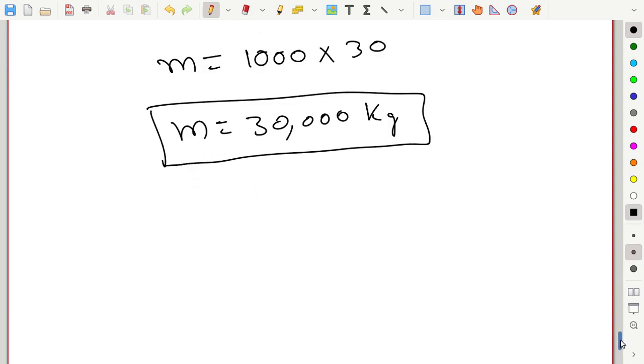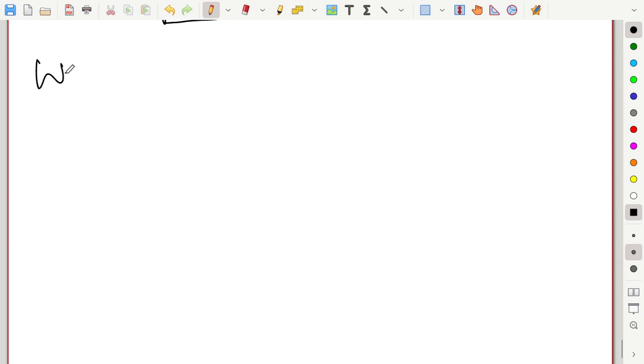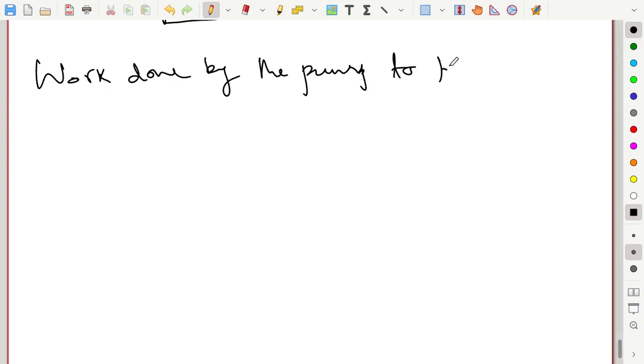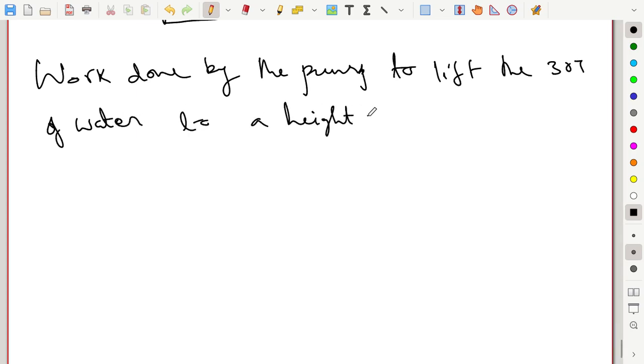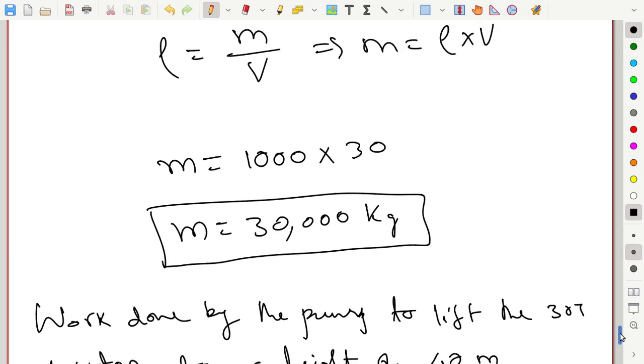So let's calculate next the work done by the pump to lift this water from the ground. What water? 30 tons of water, to a height of 40 meters. This is the height where the tank is placed.